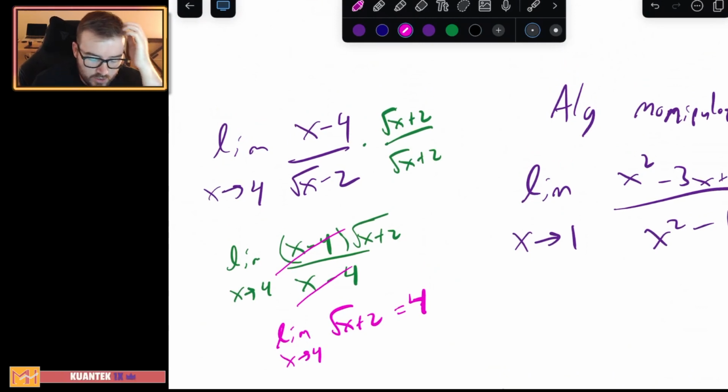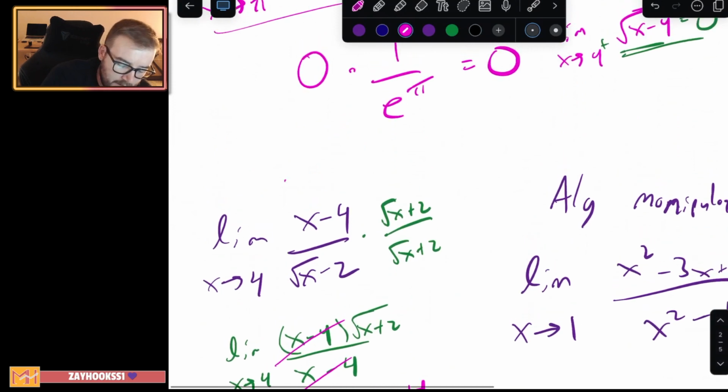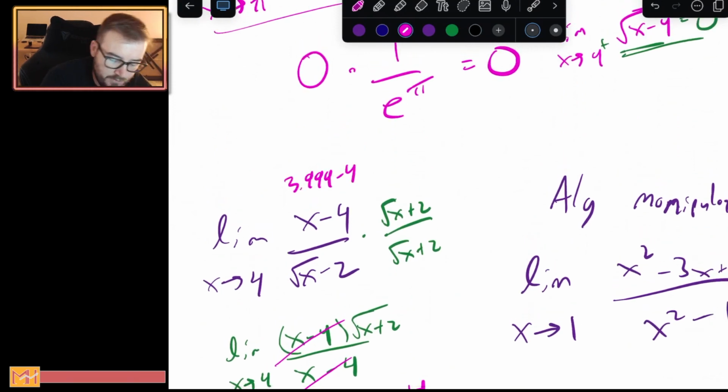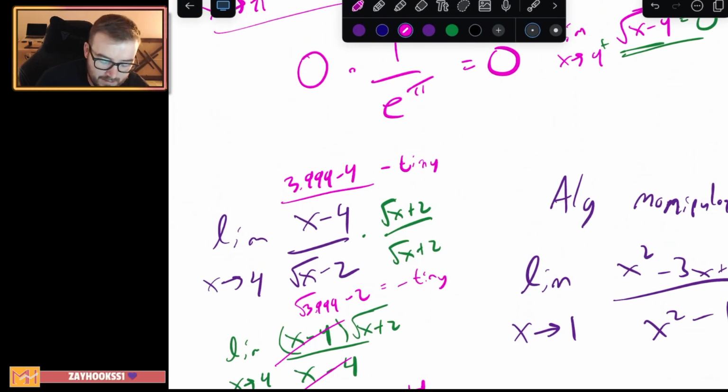Could I sort of guess and think about, oh, if I get really close to 4, what's gonna happen, right? Well, if you get really close to 4, what is gonna happen? 3.999 minus 4 over square root of 3.999 minus 2. So you end up with what? Negative tiny number over negative tiny number?